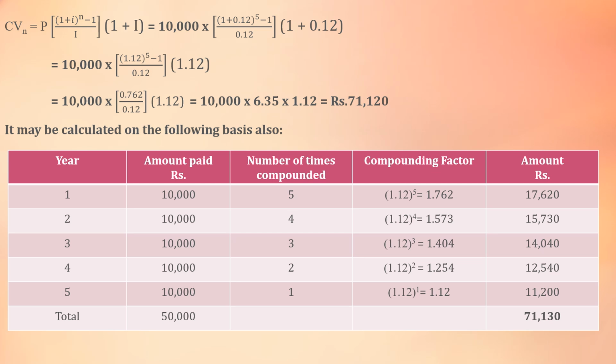In the third column, the number of times compounded is written. For example, in the second year, only 4 years are left. In the fourth column, the compounding factor should be written. Then the amount after calculation should be written in the last column. Hence it is known that the interest is 71,130 minus 50,000 equals 21,130.